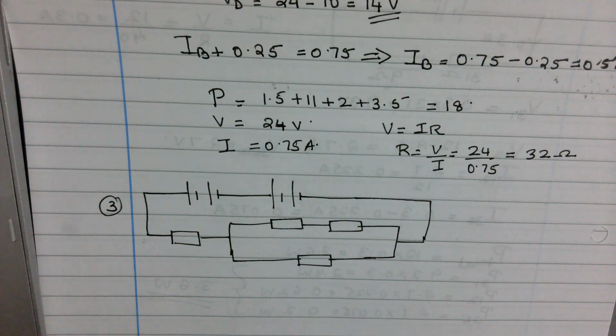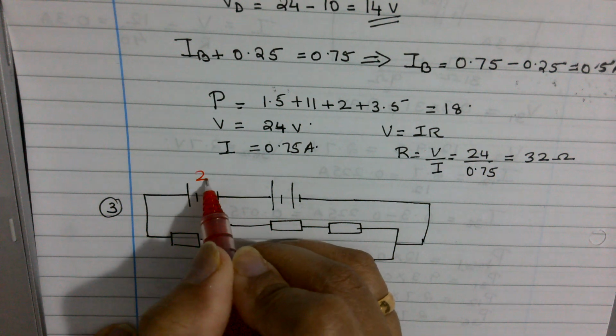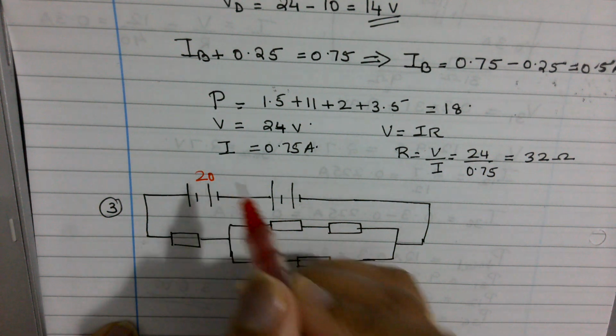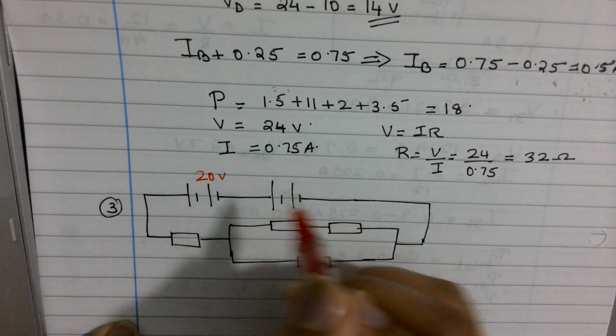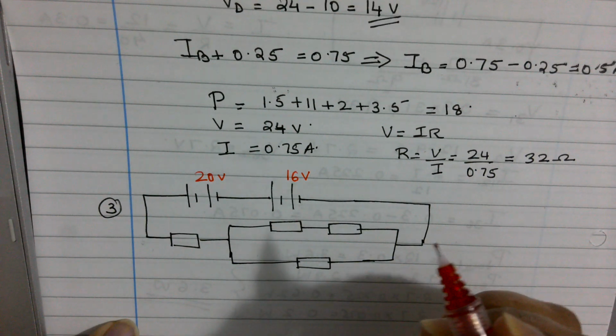Okay, so moving on to the last question. So here we have two EMFs or two power supplies. The first one is 20 volt and this is 16 volt.